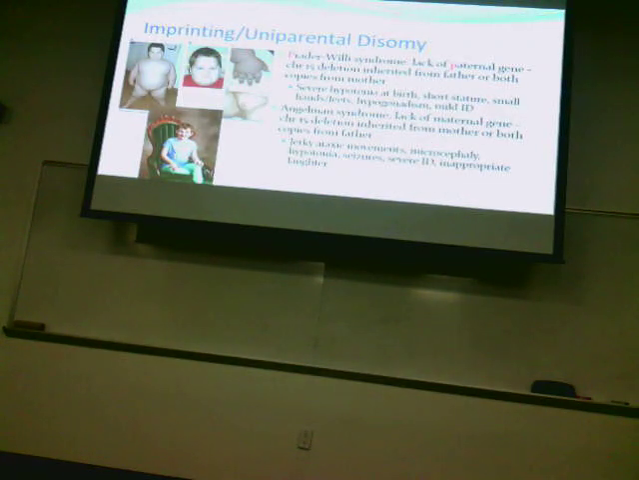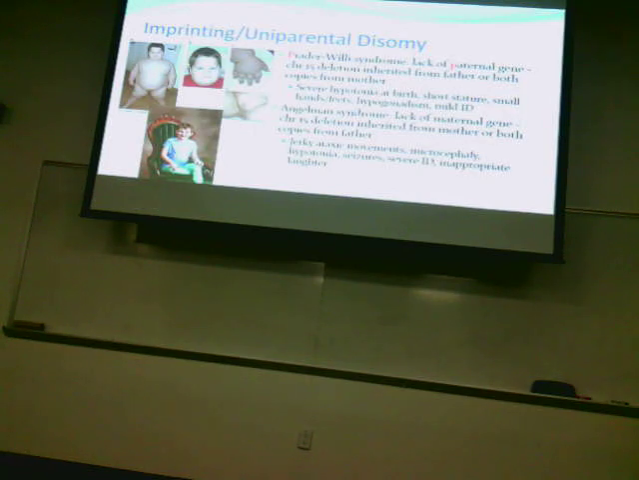All right, imprinting and uniparental disomy. Two examples of these are Prader-Willi syndrome and Angelman syndrome. This gets a little confusing with the wording, but with Prader-Willi, you have the lack of the paternal gene on chromosome 15 that's inherited from the father. So you're not getting anything from dad, and you get both copies from mom. These kiddos have severe hypotonia at birth, short stature, small hands and feet, hypogonadism, and mild intellectual disability.